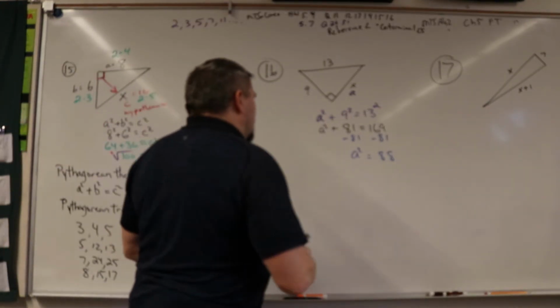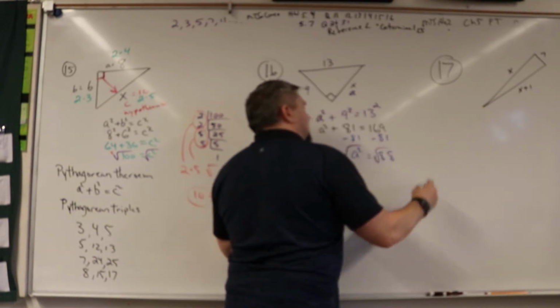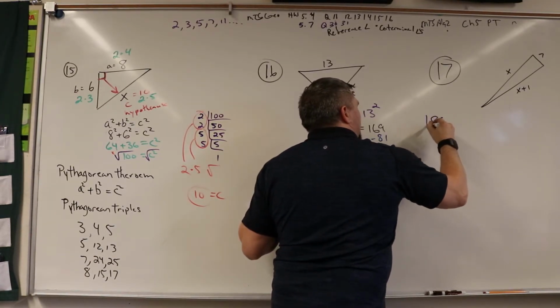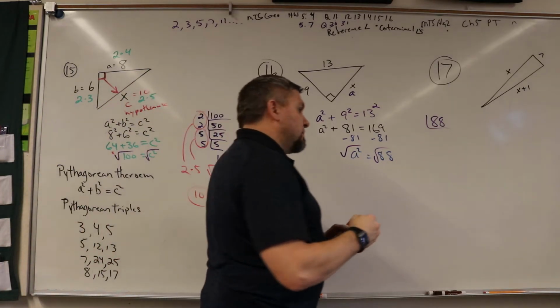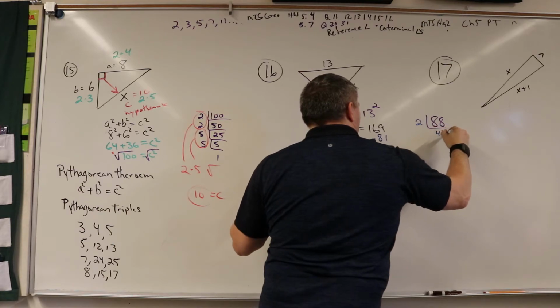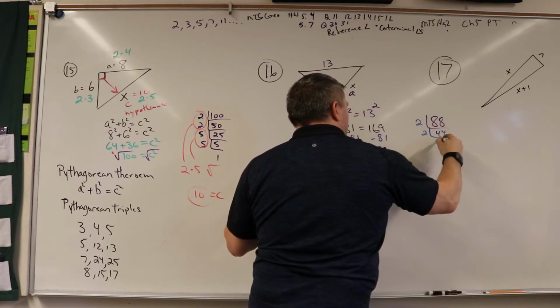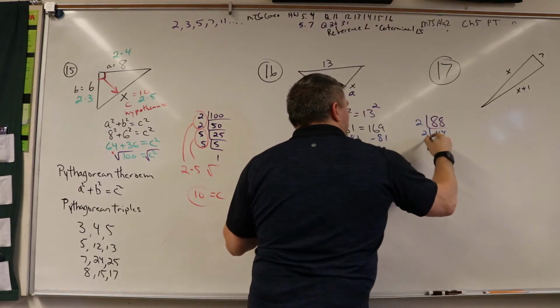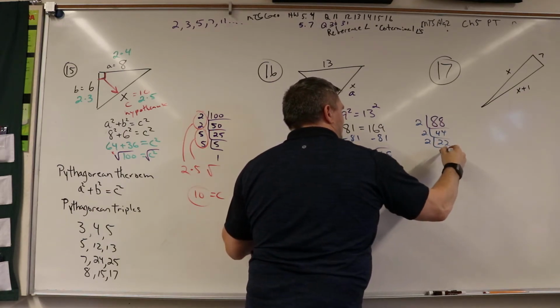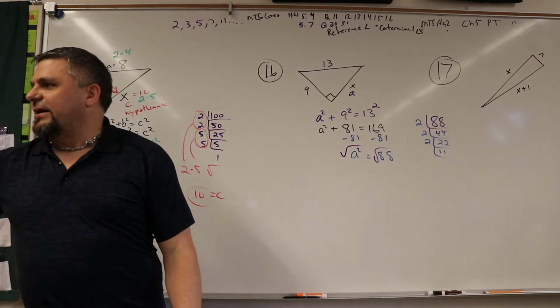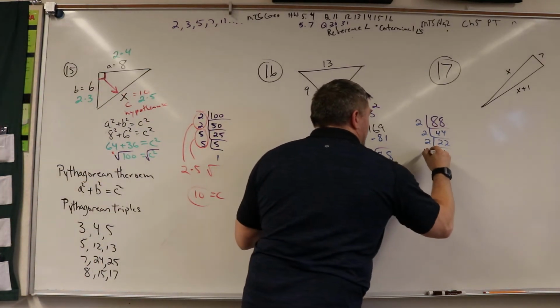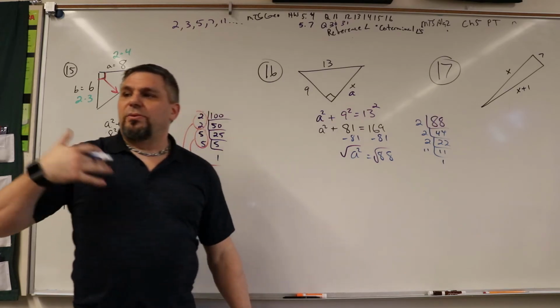Now I'm going to take the square root of both sides. Here I'm going to break down 88. Does 2 go into 88? 44 times. Does 2 go into 44? 22 times. Does 2 go into 22? 11 times. 2 doesn't, 3 doesn't, 5 doesn't, 7 doesn't, 11 does, once. When you get to 1, you're done.